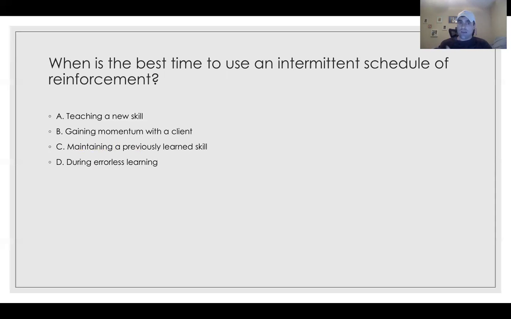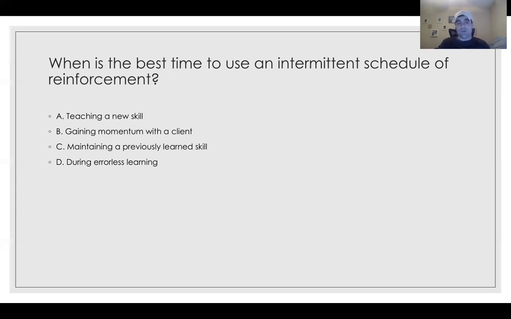So this question is asking, what is the best time to use intermittent reinforcement? So what is intermittent reinforcement? Well, it's not continuous. Continuous, FR1, every instance of behavior is reinforced. Intermittent, okay, not every instance of behavior. So when did we say we want to use intermittent schedules? Teaching a new skill? No, remember, we want to use continuous reinforcement when teaching a new skill. We want to provide as much reinforcement as often as possible.